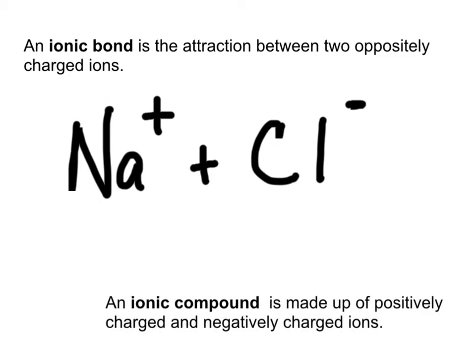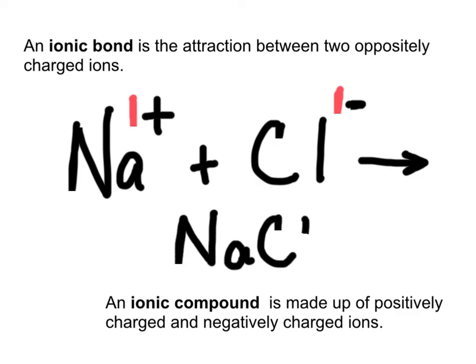An ionic compound is made up of positively charged and negatively charged ions. In an ionic compound, the total positive charge of all the positive ions is equal to the total negative charge of all the negative ions, which means, in this case, the sodium and the chlorine, one each, results in the compound NaCl, also known as table salt.